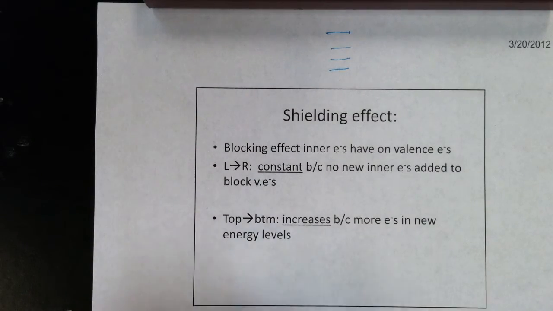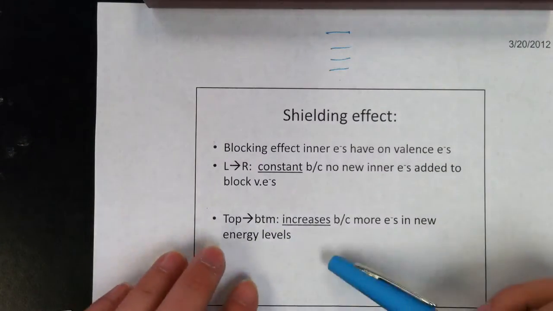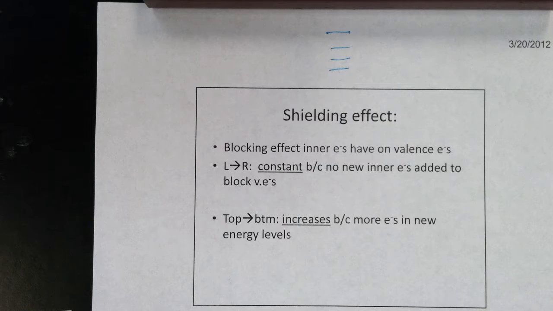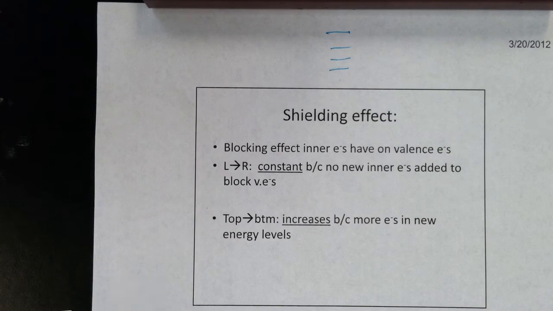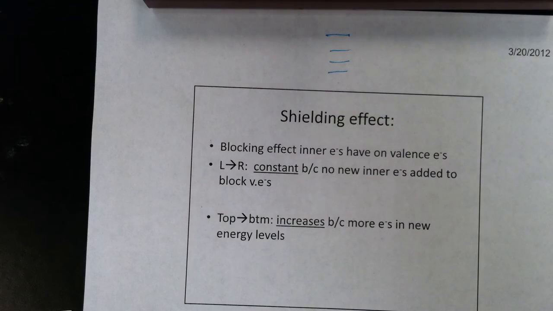But going top to bottom, we add more and more and more shells, so we get more and more blocking. The outermost electron is much easier to remove from a bigger atom as we go down the group than it would be from the first one. Okay, so I like to think of the atom as being like a person who puts on more and more coats. They just keep getting bigger and bigger and bigger. So that's shielding effect. Make sure you write that down, and we'll do the other trends in another video.